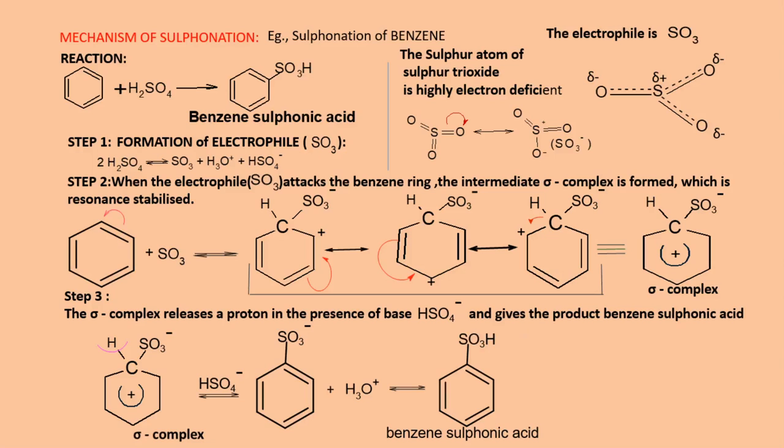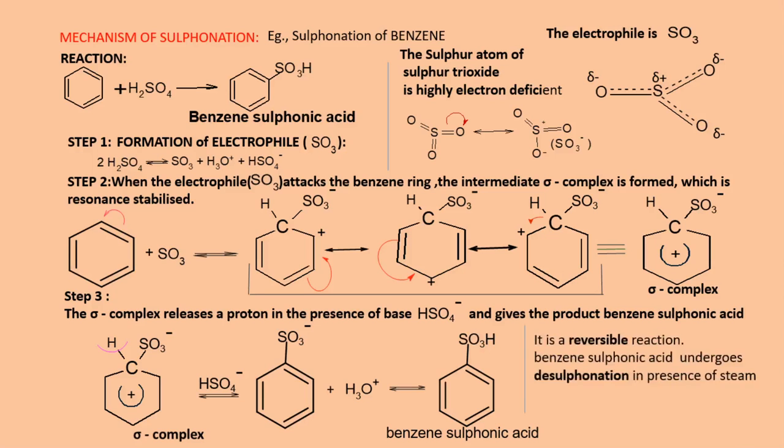Now when we consider this, this reaction is found to be reversible. In all other cases, the reaction is found to be irreversible. Here, this step is reversible, this is reversible, this is reversible. Reversible means a backward reaction can take place. That is, it undergoes desulfonation in the presence of steam, giving rise to benzene back.